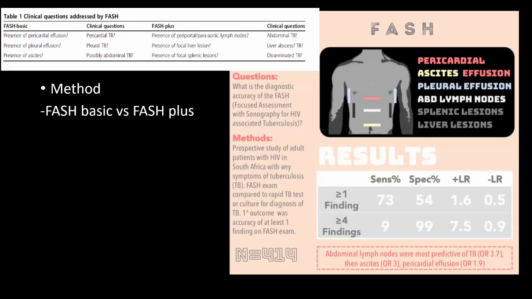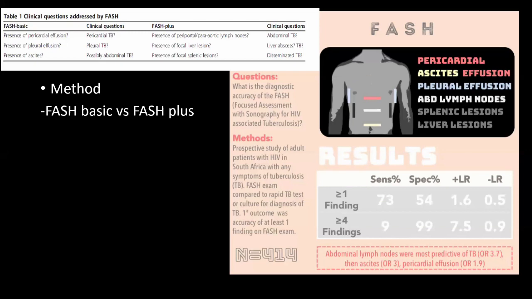So what the FASH basic looked at is that any one of the effusions yields a 73% sensitivity with only a 54% specificity, meaning it was not that good at identifying those who did not have TB as negative. The secondary outcomes of the FASH plus, the 6-probe, looked at, in addition, and found that intra-abdominal lymphadenopathy was the most predictive of extrapulmonary TB, with ascites and pericardial effusion being the second and third.